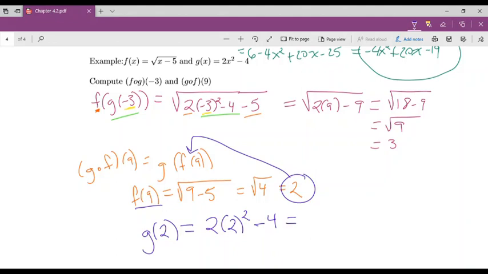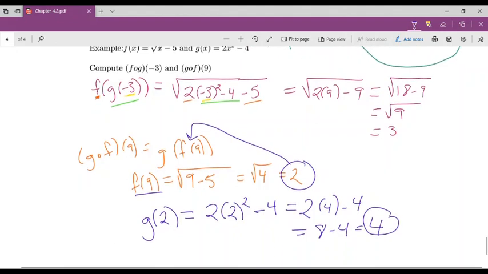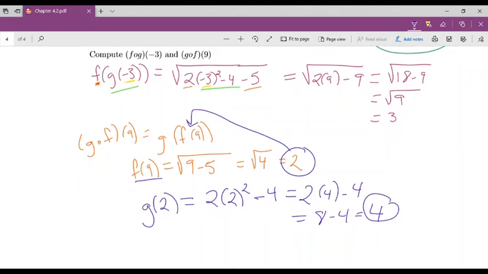2 squared is 4. So I get 2 times 4 minus 4. 2 times 4 is 8 minus 4. 8 minus 4 is 4. So my final answer here is 4. And that's the second method you can use. You can use either of those methods.